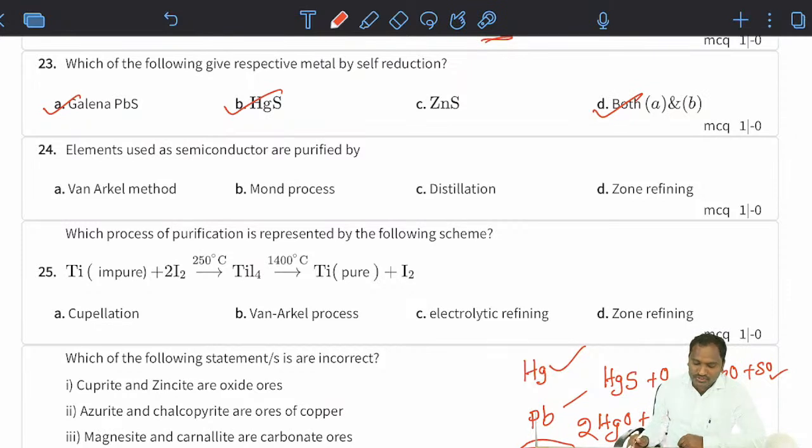Element used as semiconductor is purified by which process? You have to use the best process to refine these elements. What is the best process? Zone refining. Zone refining is used to refine semiconductors.